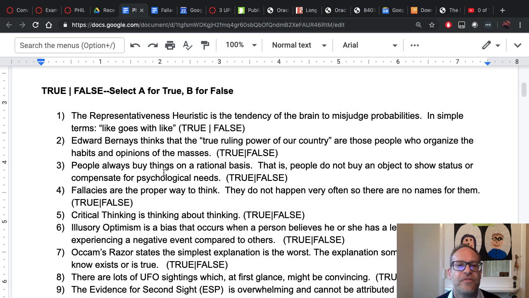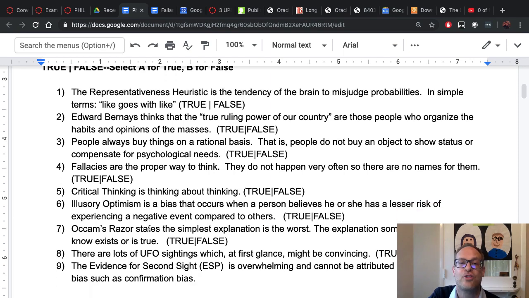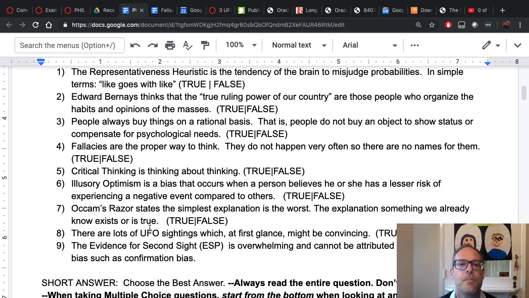Number four, fallacies are the proper way to think. They do not happen very often, so there are no names for them. That's incorrect. Both of those statements are false. Fallacies are the improper way to think, and they do happen very often, so much so that we actually do have names for them. Number five, critical thinking is thinking about thinking. That's true. That's essentially right.